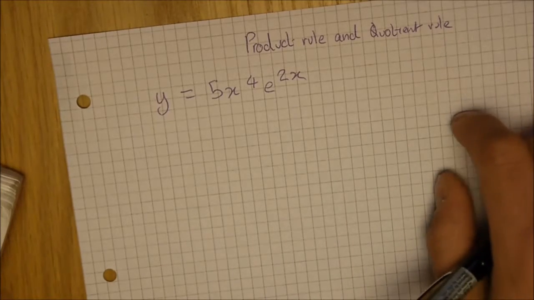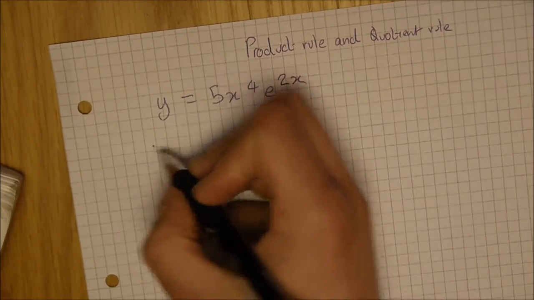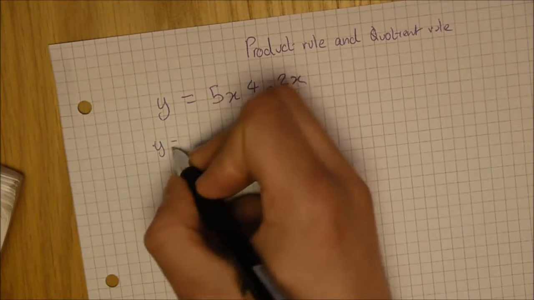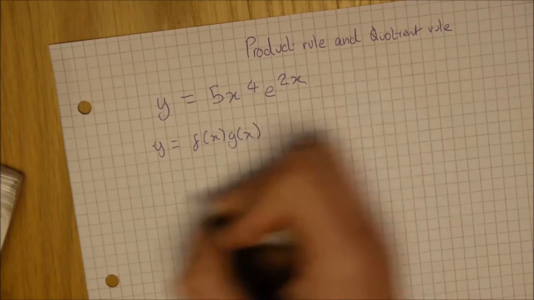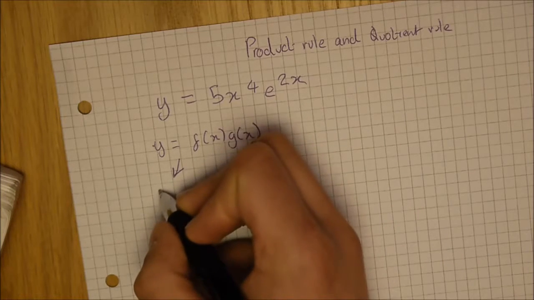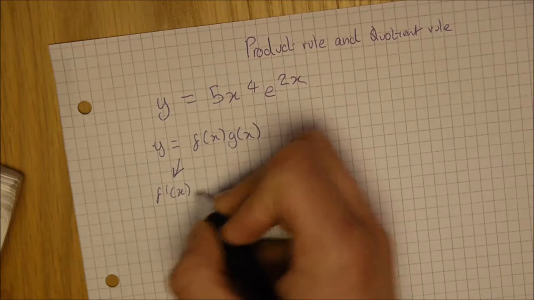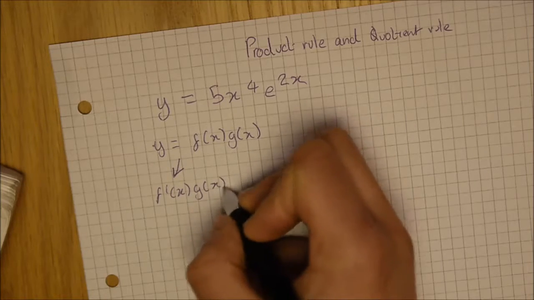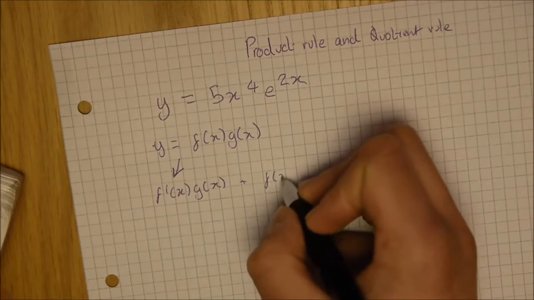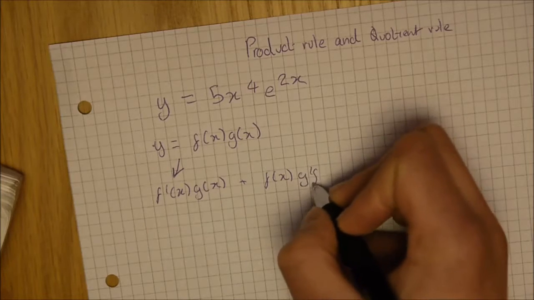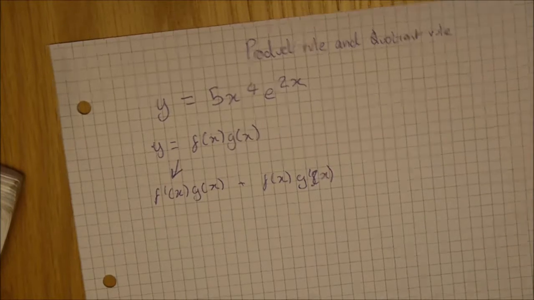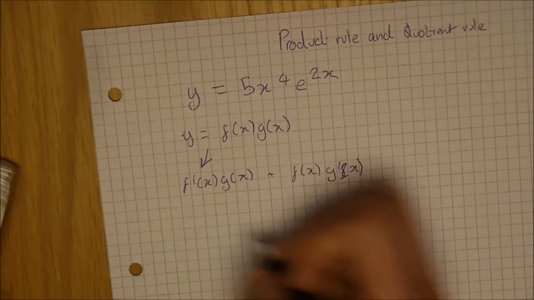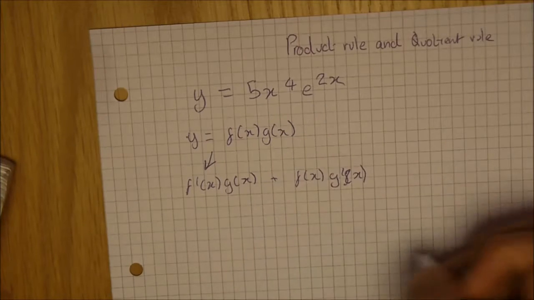Now, the way in which product rule works is that, if you were to put it in algebraic terms, you've got y equals f(x) g(x), then that would go down to f dash x, so differentiate f(x), times g(x), plus f(x) times g dash x. So basically you differentiate one times by the normal one, then differentiate the other times by the normal one. That's all. So we go back to our original question, y equals 5x to the 4 e to the 2x.